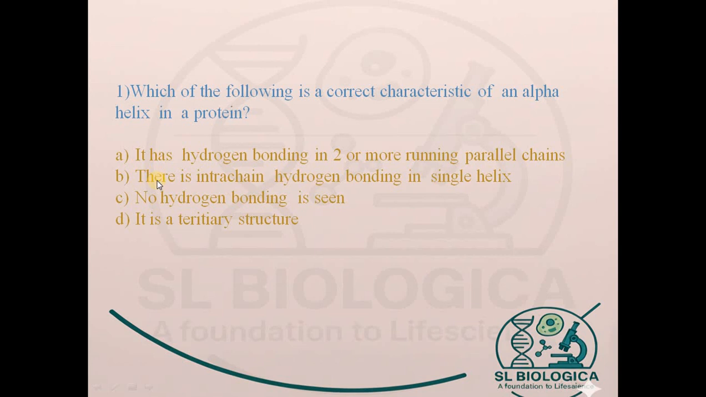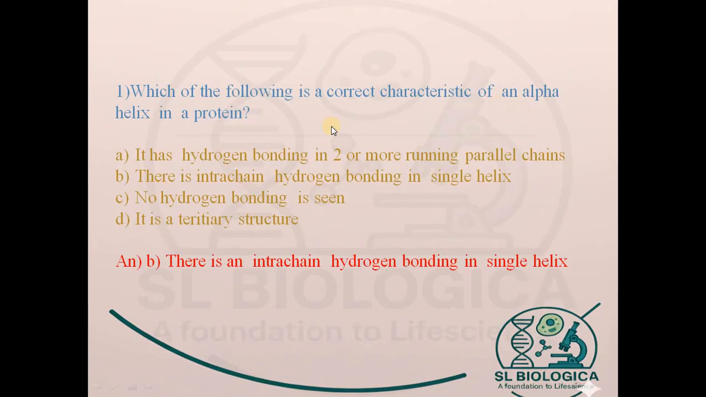Then coming to option B, there is intra-chain hydrogen bonding in single helix. This is correct because alpha helix is a coil-like structure format. So here we can see intra-chain hydrogen bonding, not inter-chain hydrogen bonding. So automatically we can remove the option no hydrogen bonding is seen. That is incorrect. D. It is a tertiary structure. That is also incorrect. So the answer is option B. There is intra-chain hydrogen bonding in single helix. So this is the characteristic of an alpha helix of protein.